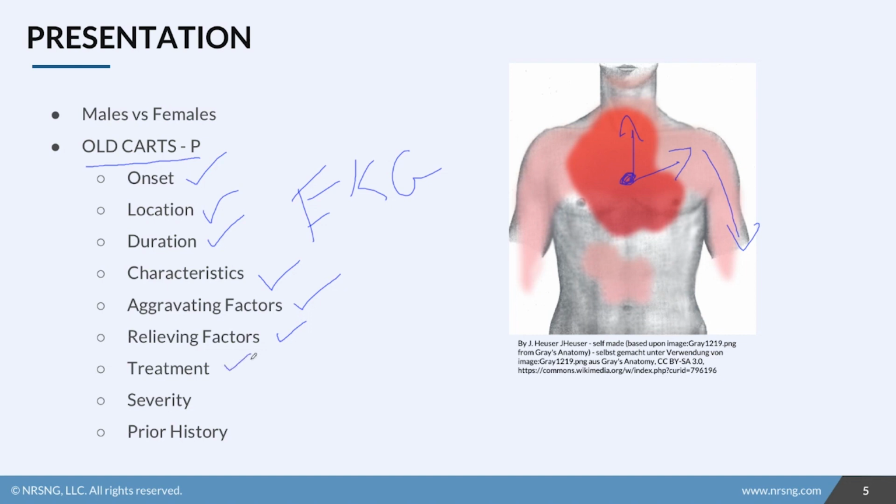Treatment: have you done anything for it? Did you take any meds? Did you take your own nitro? Did you take some aspirin? We want to know that. Severity: simple, 1 to 10.